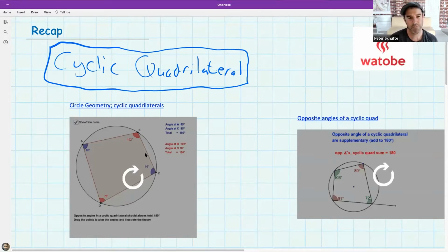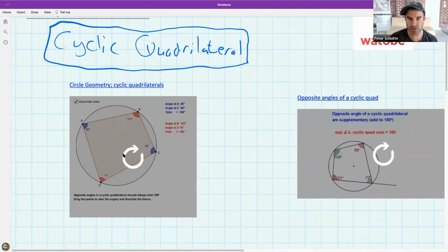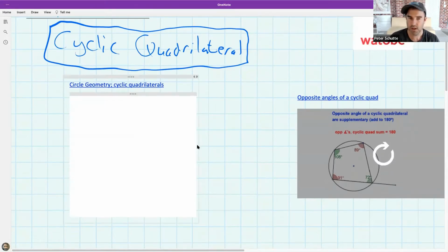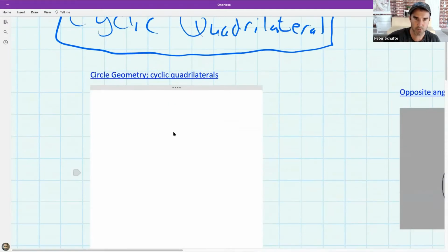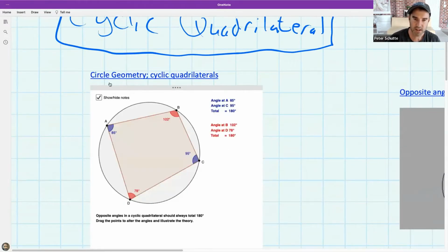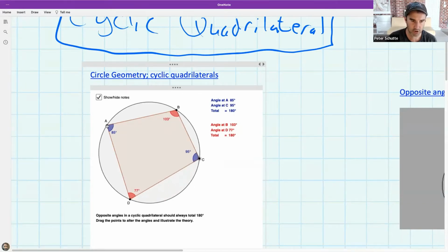Actually, probably an image is a good way to review this. So let's see if I can do that. This is an applet from GeoGebra, and it shows us what a cyclic quadrilateral is. A cyclic quad has all four vertices, A, B, C, D, on the edge of a circle. That's why cyclic for circle and quadrilateral for four-sided figure.